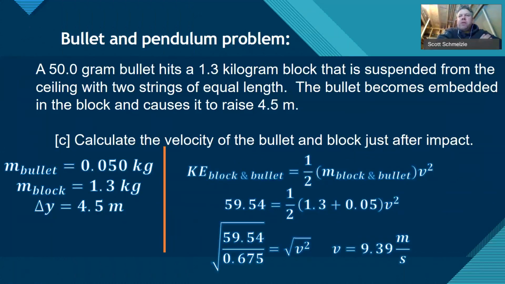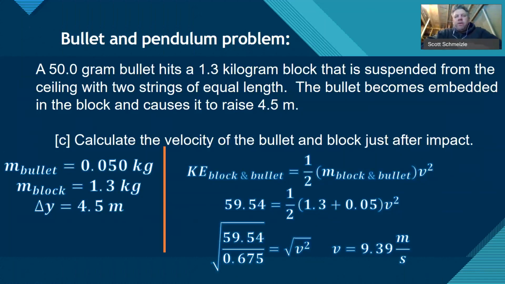Calculate the velocity of the bullet and the block just after impact. Here again, we've got a couple different paths we can take. If we know the kinetic energy of it, right, then we can use that to find the velocity. Some of us may try to use momentum. Well, the hard thing is that we don't know momentum yet. We have no idea what that is yet. But we do know what the kinetic energy is because we found out how high this thing went, all right?